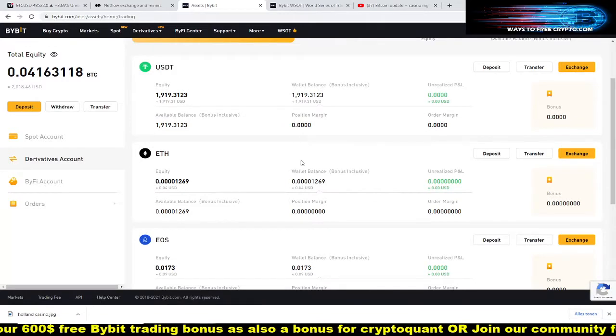Okay. If you want to send Ethereum, then you just go to the deposit address and you do the exact same thing.